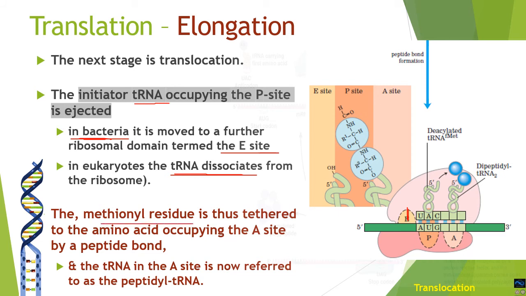The methionyl residue is thus tethered to the amino acid which now occupies the A site, and the tRNA in the A site is now transferred to a peptidyl tRNA. That means this whole complex will move one codon ahead towards the 3' end, and this will mark the translocation process of the elongation.